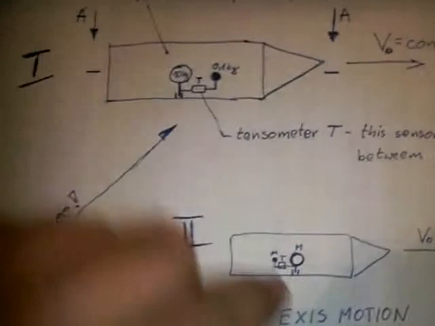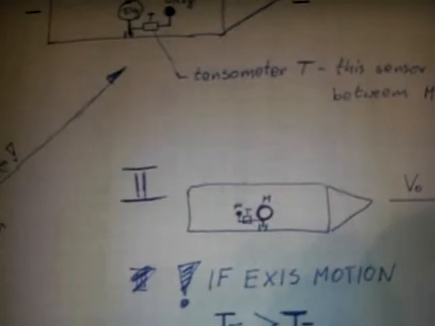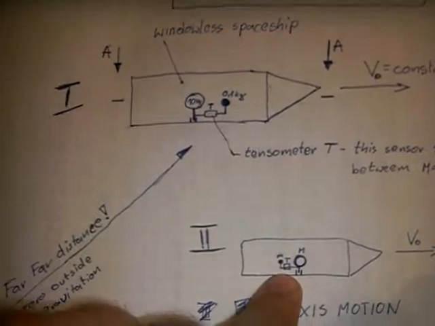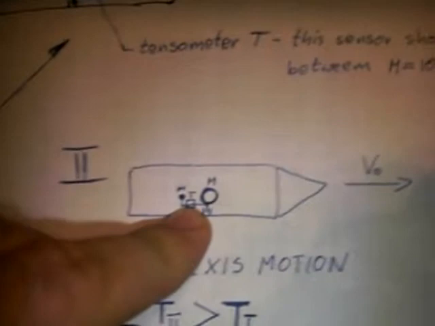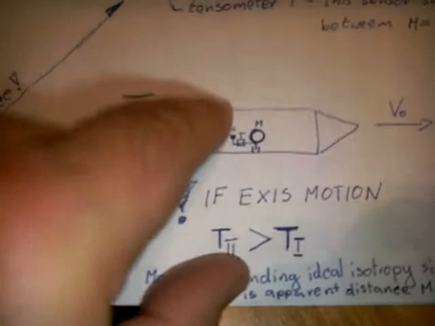And what's happened? Look, if we are absolutely sure that motion exists, and constant velocity, the arrow is like this. After we make a rotation of this mass by 180 degrees, situation 2, this tensometer will show not the same value of forces. If motion exists, in that position T2, the tensometer will show bigger forces.